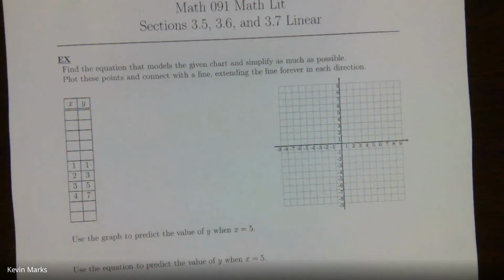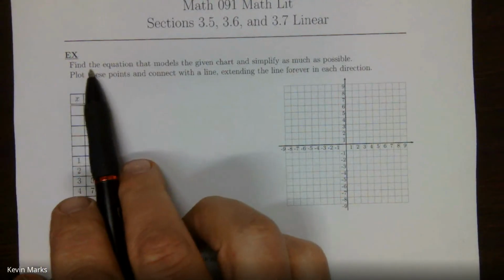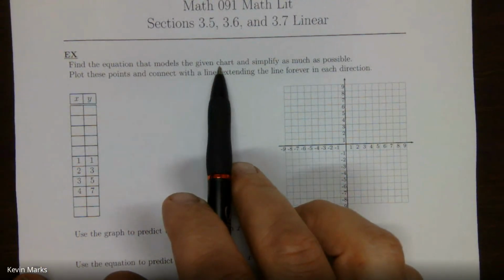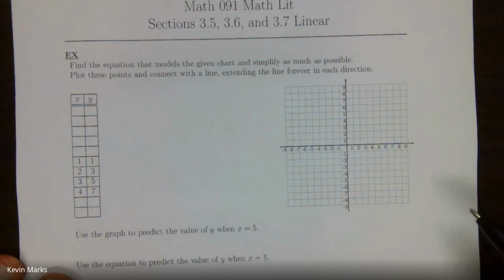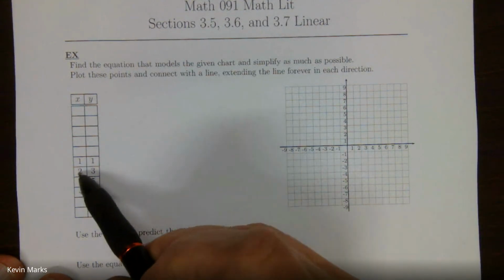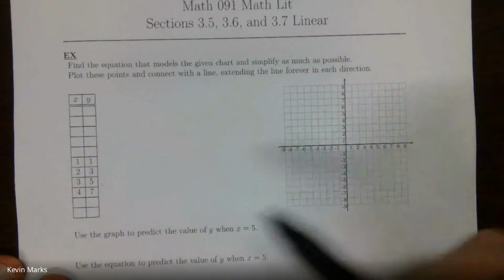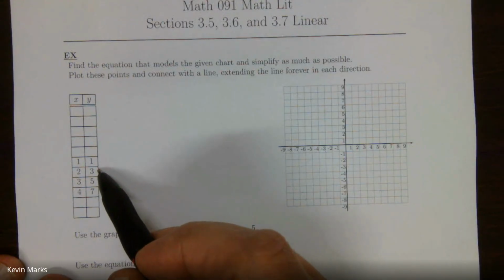If I give you this chart here, can we find some sort of pattern to it? Then eventually I want to find the equation that models this chart, simplify as much as possible, and then plot it to see what's going on. So you can see you've got the points (1, 1), (2, 3), (3, 5), (4, 7). You can even plot those, which we'll get to in a minute. But hopefully you can see the usual: 1, 3, 5, 7.